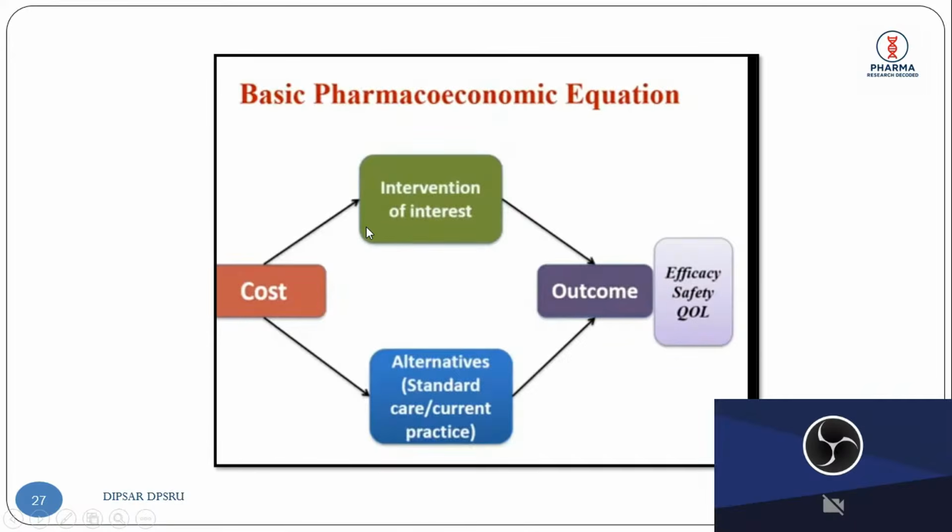And now you are comparing the intervention of interest with the alternative. The alternative can be your standard care, current practice, whatever. So you are comparing the cost. On one side you have an intervention cost, on the other side you have a comparator cost, and you are comparing them in terms of outcome, and outcomes you are measuring in terms of safety, efficacy, and quality of life.